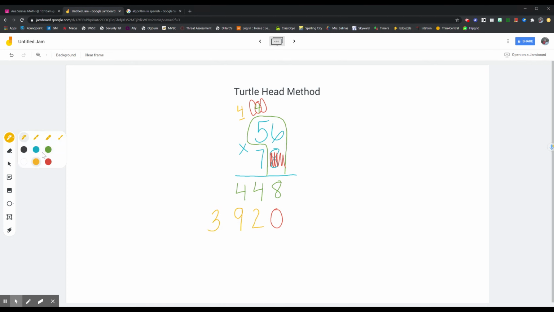So now I can add up these numbers. 8 plus 0 is 8, 4 plus 2 is 6, 9 plus 4 is 13, regroup, and 3 plus 1 is 4,368. So there are 4 different ways you can multiply. You can choose whichever way is easiest for you to multiply. And that's it.